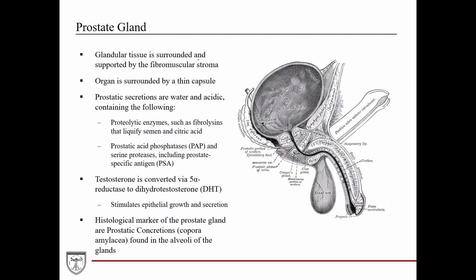So the glandular tissue, like I said, is surrounded by a fibromuscular stroma, which is that supportive tissue, and then the entire organ is surrounded by a thin capsule. The prostatic secretions are watery and acidic, and they contain the following. They have proteolytic enzymes such as fibrolysins that liquefy the semen, and citric acid. They have prostatic acid phosphatases and serine proteases that include prostate-specific antigen, also known as PSA clinically.